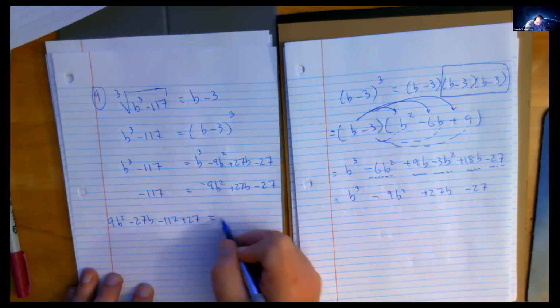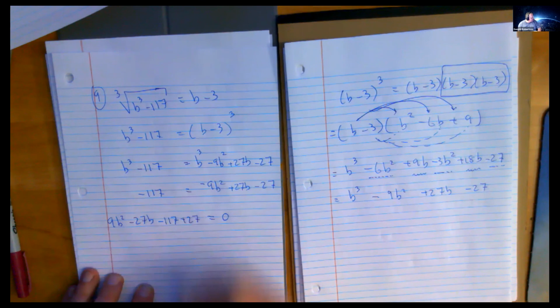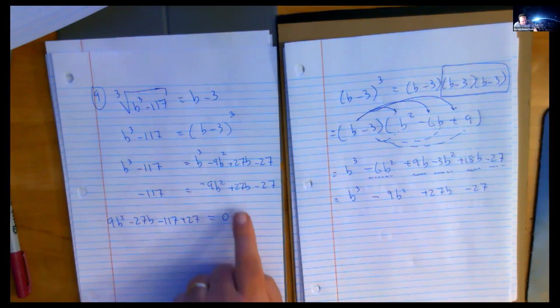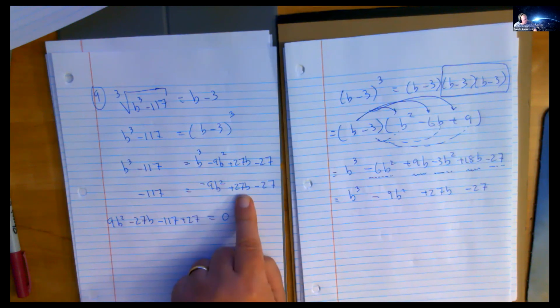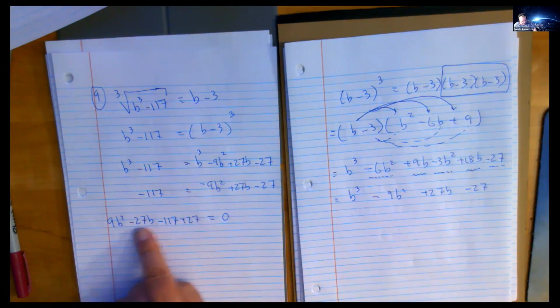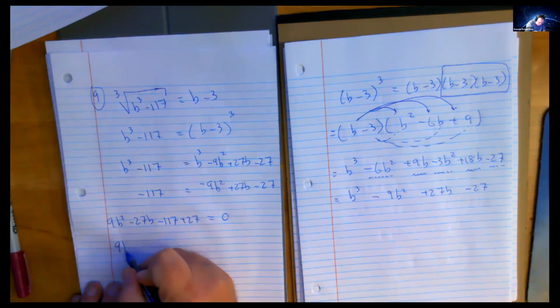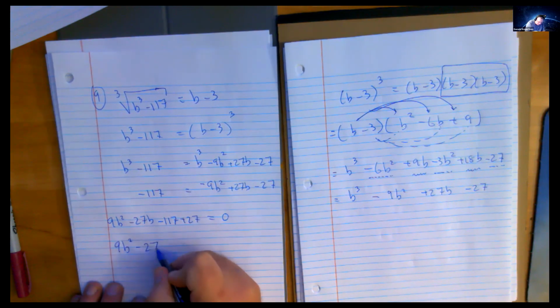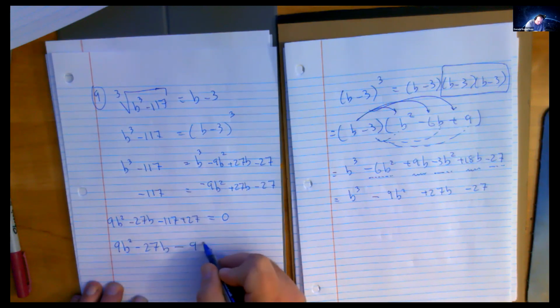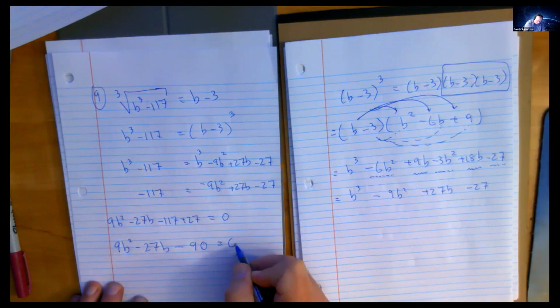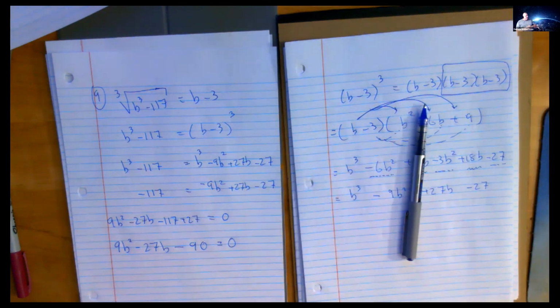sides? And if I do that, won't I get everybody together equals 0? So add 9b squared to both sides, subtract 27b from both sides, and add 27. So I'm now looking at 9b squared, take away 27b, take away 90 equals 0. Is there anything you can do to both sides that's going to make that easier to solve?